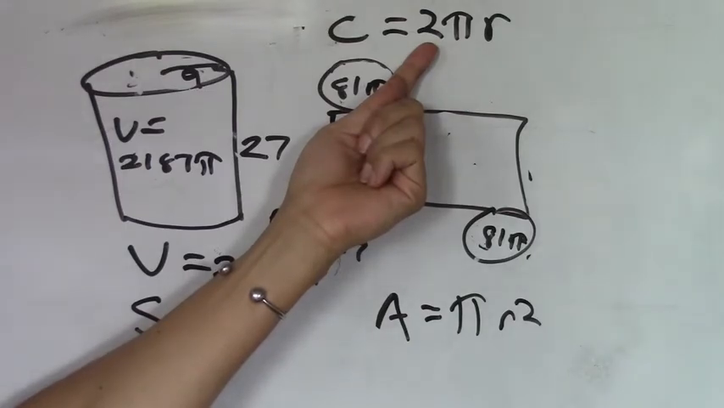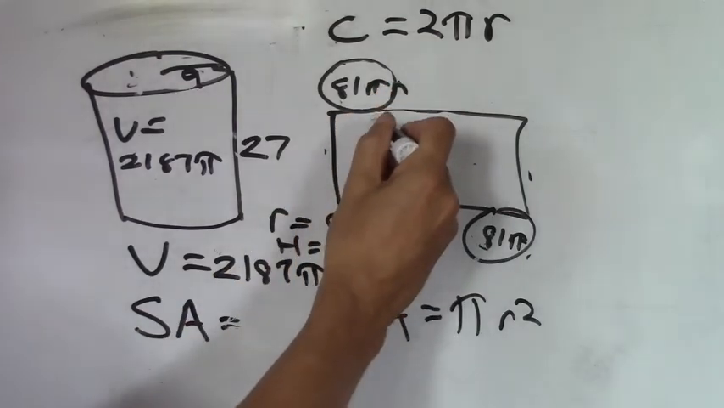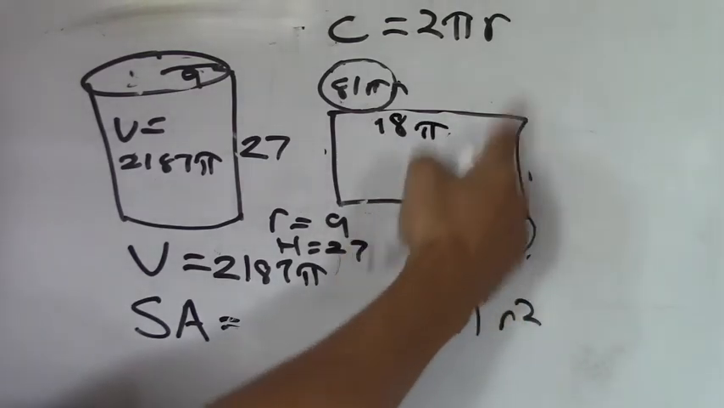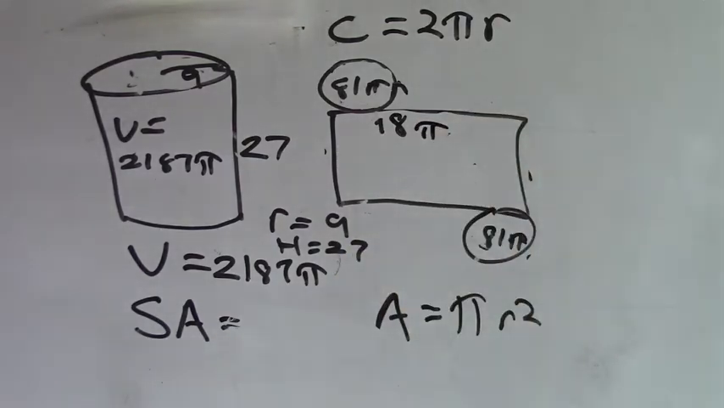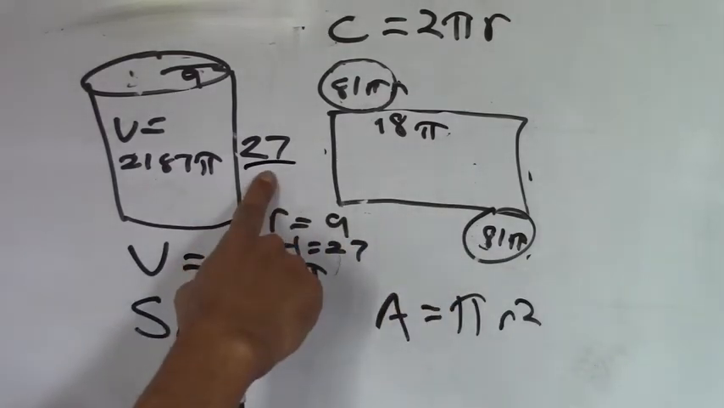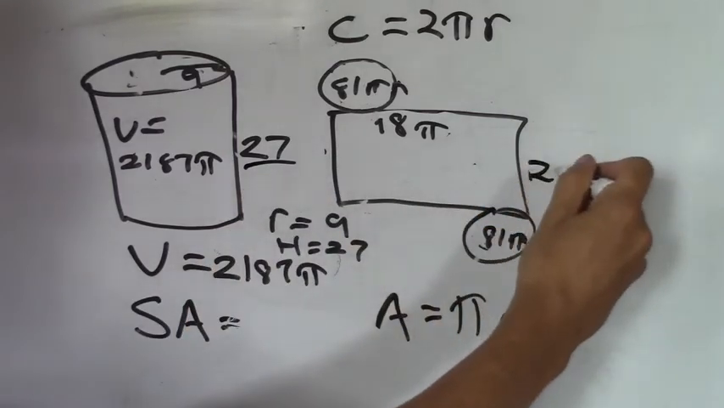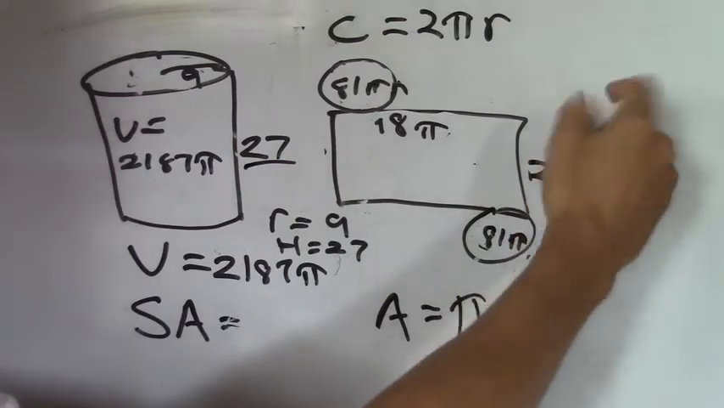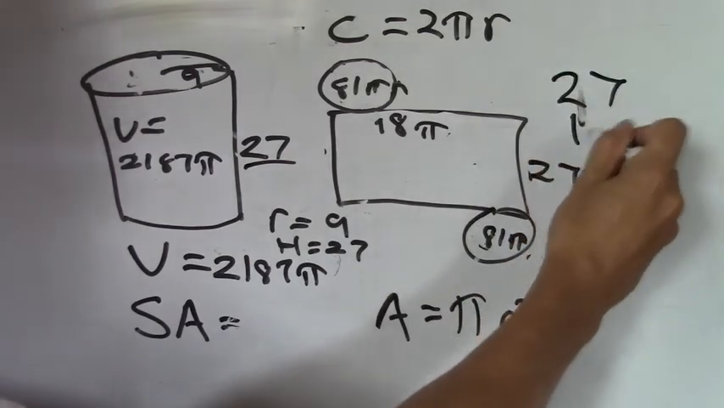I don't know. Okay, we've gone past threshold is what we've got here. So that's 18 pi. What's my height? Your height was 27. Alright, do the math. What's 18 times 27? No calculator for you.